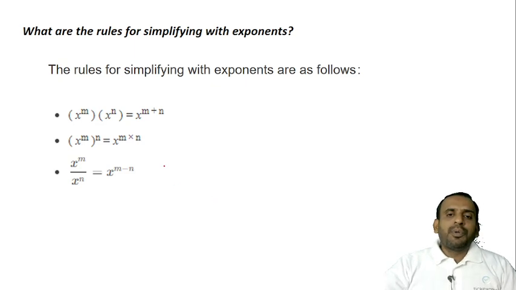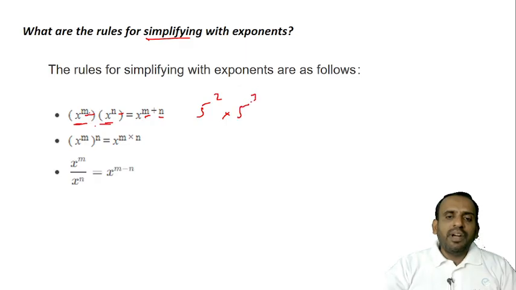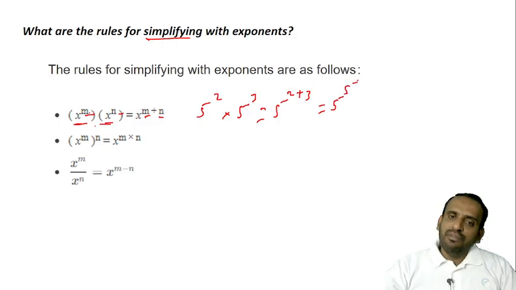Before we get into solving the problems related to exponents, we need to understand certain rules which will be used in simplifying with exponents. Okay, let us try to understand. When you have two exponents multiplied, that is x to the power of m and x to the power of n, the same variable with different powers, you can simply add them: x to the power of m plus n. So suppose 5 to the power of 2 is multiplied by 5 to the power of 3. This will become 5 to the power of 2 plus 3, which is nothing but 5 to the power of 5. All right, that is the first rule.